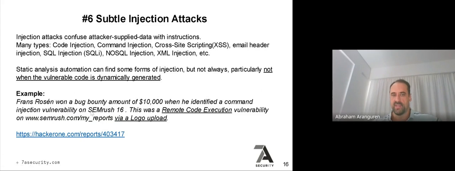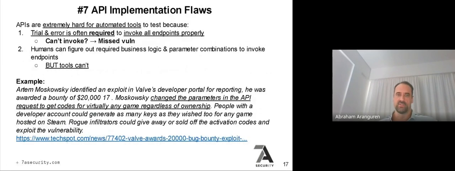So in this case, there's a bug bounty of 10K for a command injection vulnerability in SEMrush, which allowed remote code execution by Franz Rosen using a logo upload, right? So yeah, there's a lot of things like this where you would not maybe expect that uploading a logo would result in remote code execution with command injection, right? So there's things like this where sometimes it's not so obvious, right?